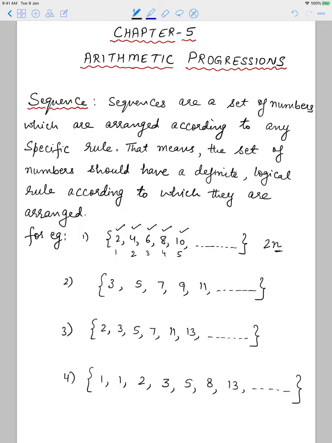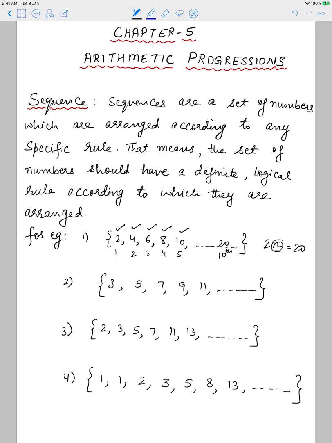If I ask you, find the 10th term of this sequence, I will just put n is equal to 10 here and I will obtain 20 as the 10th term of this sequence. So there is a proper rule assigned to this sequence.